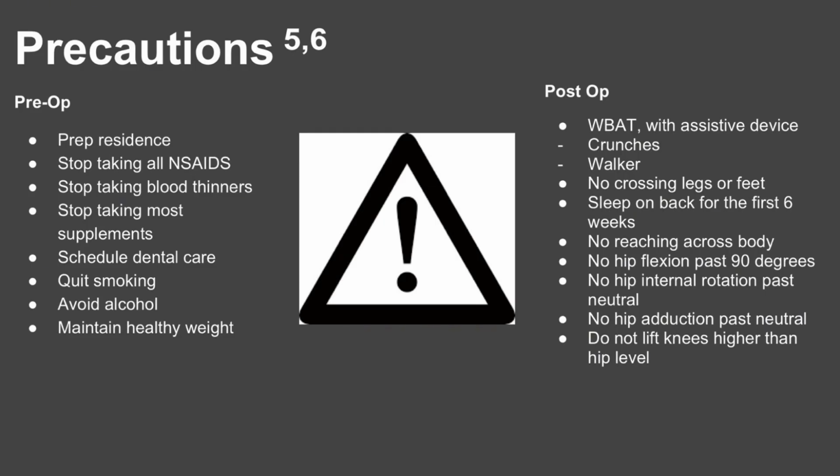You want to sleep on your back for the first 6 weeks, and all this is going to take place for 6 to 8 weeks. No reaching across your body, no hip flexion past 90 degrees, no hip internal rotation past neutral, no hip adduction past neutral, and do not lift your knees higher than your hips.